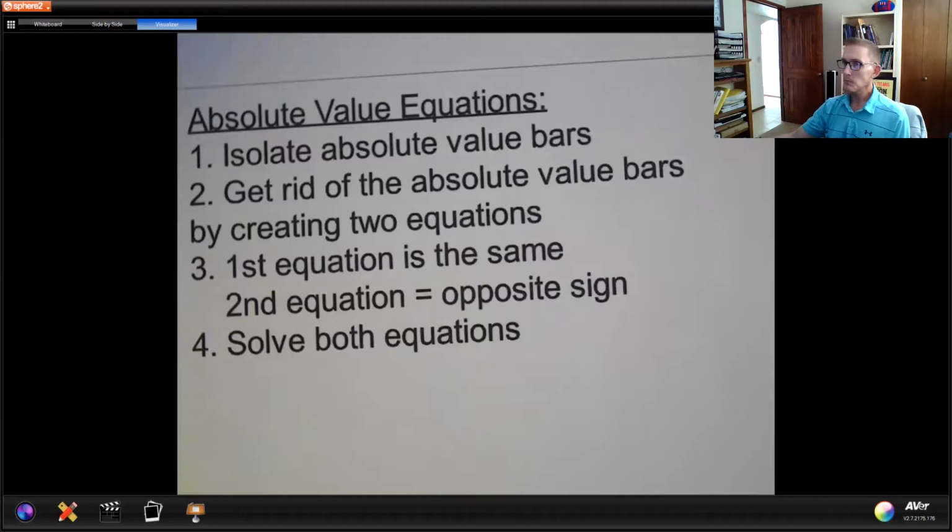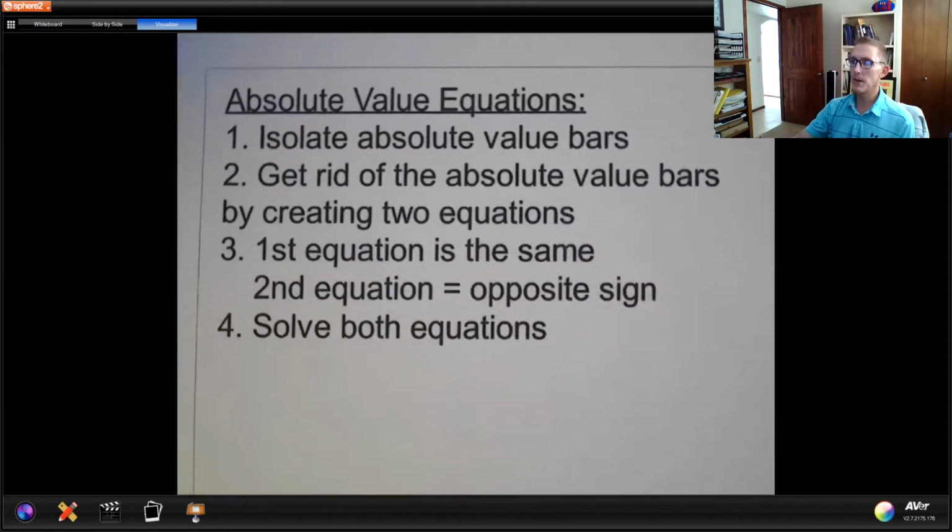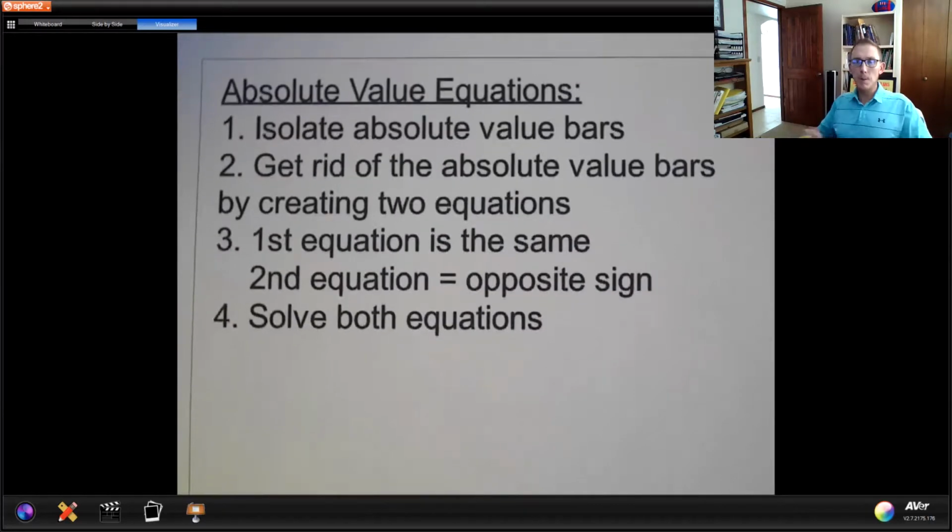So let's go ahead and take a look at your notes here. And again, these notes are on your Teams page, so you can print them. There's going to be a couple really important key points as we solve absolute value equations. The first is, before we do anything, we have to isolate the absolute value bars. You have to essentially, like an equation, get them alone.